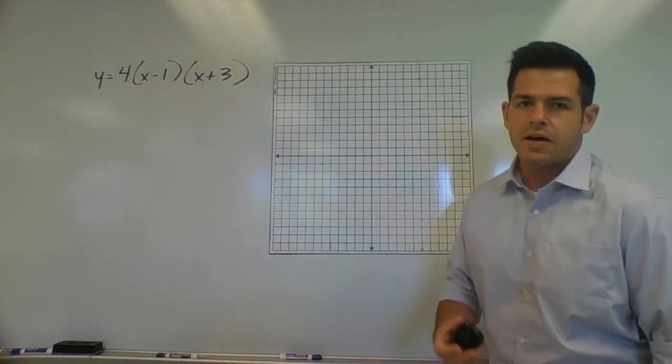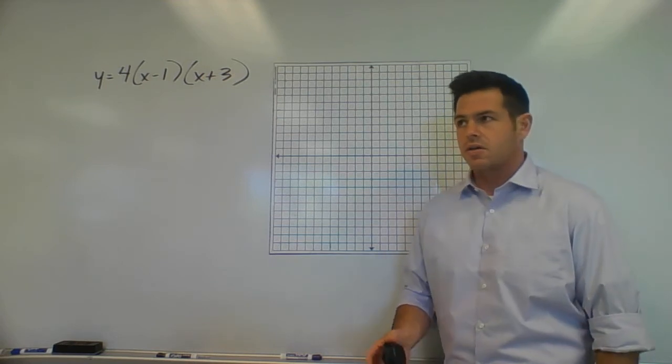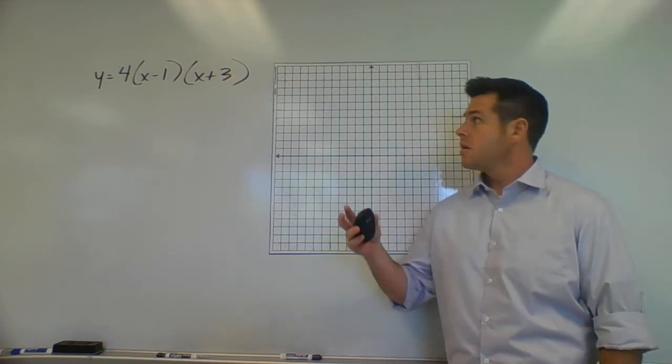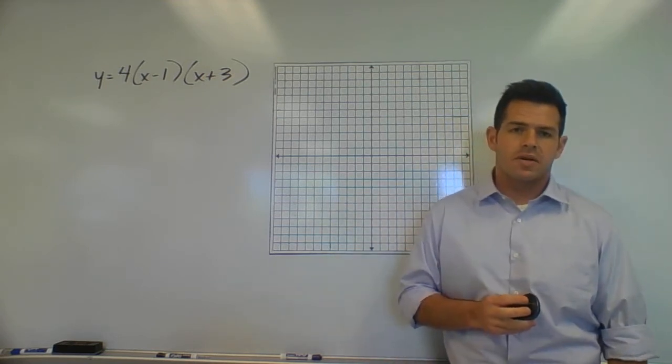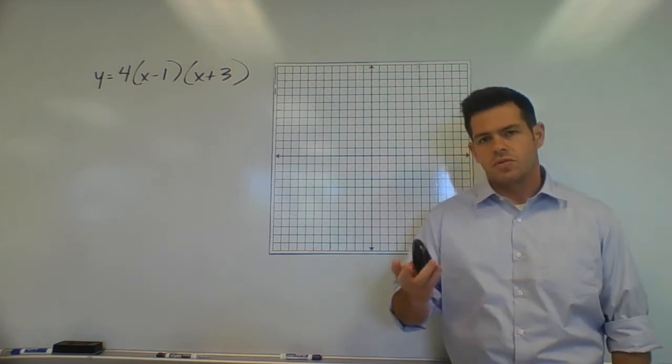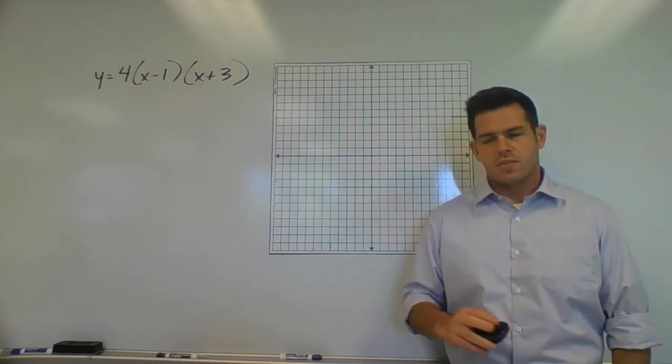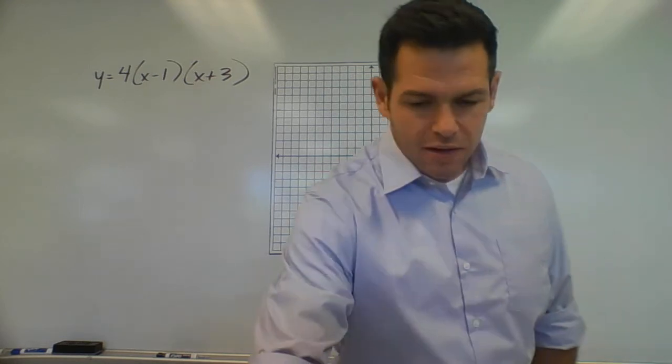Another example of how to graph a quadratic function that is being shown in intercept form here. We already did one example. We'll do another one right here where we're just worried about the straight algebra. A couple of different things we're looking for here.